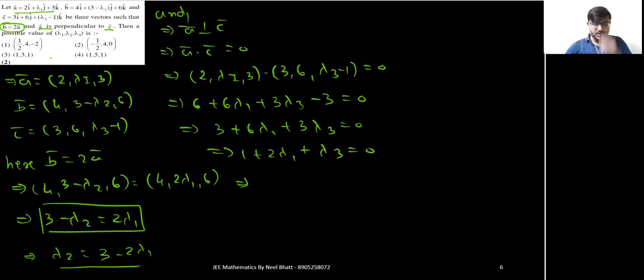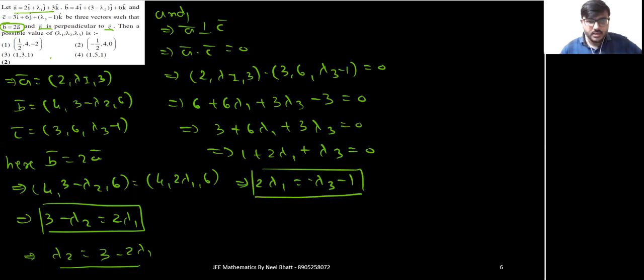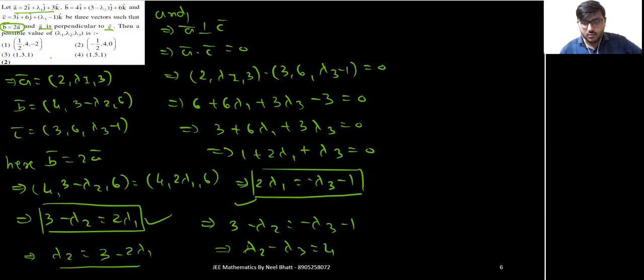So from it, let us make 2 lambda 1 the subject. So it will be lambda 3 minus 1. Okay, and here 2 lambda 1 and 2 lambda 1. So from this 2, we can also have 3 minus lambda 2 equals minus lambda 3 minus 1. So we can get lambda 2 minus lambda 3 equals 4.